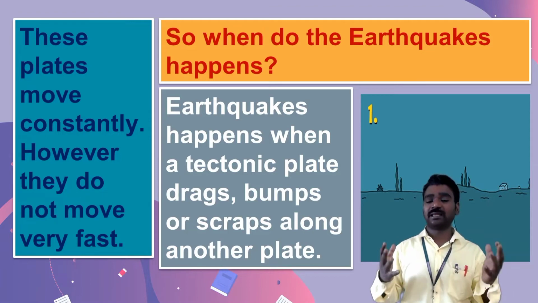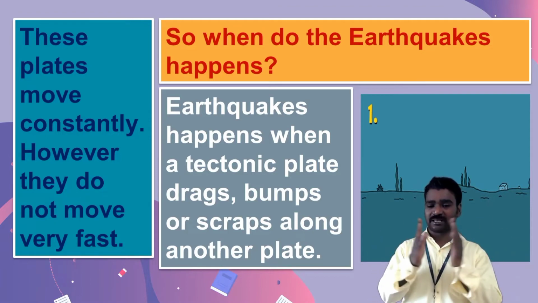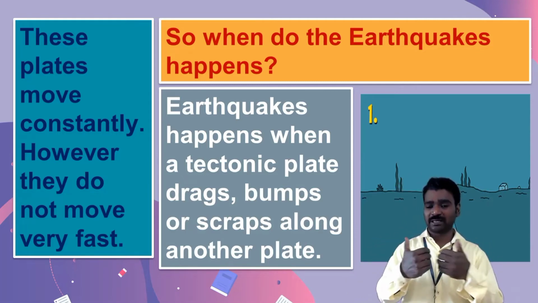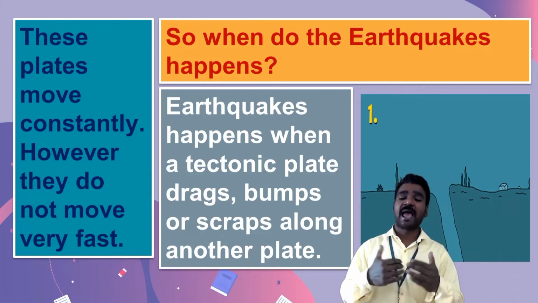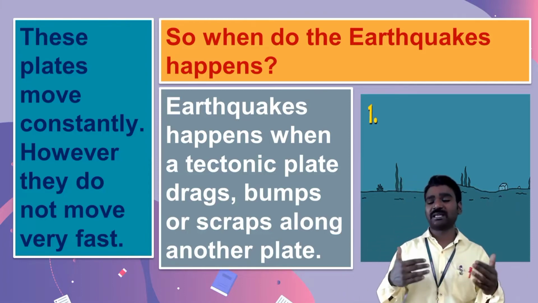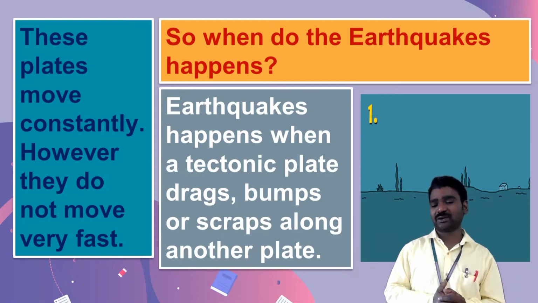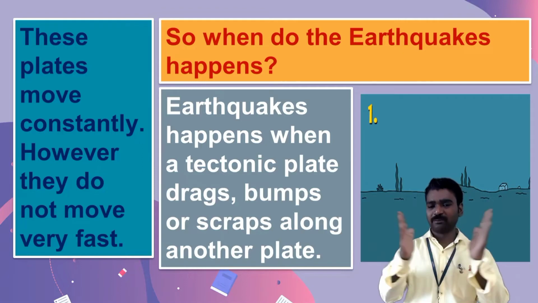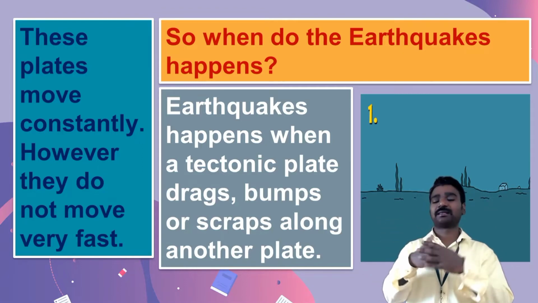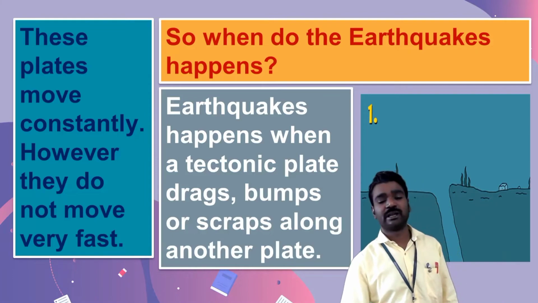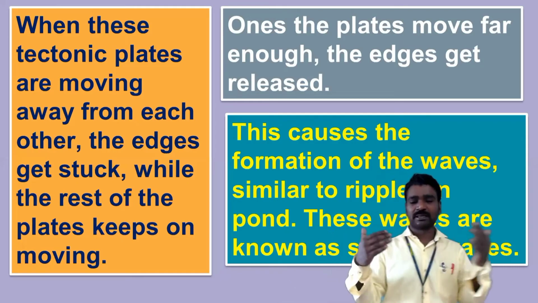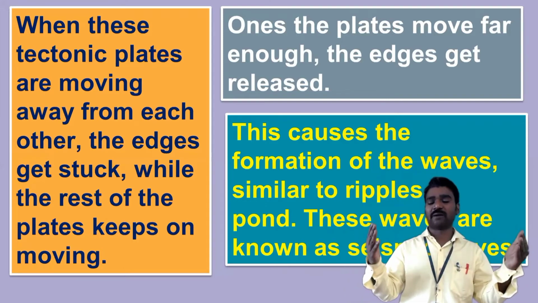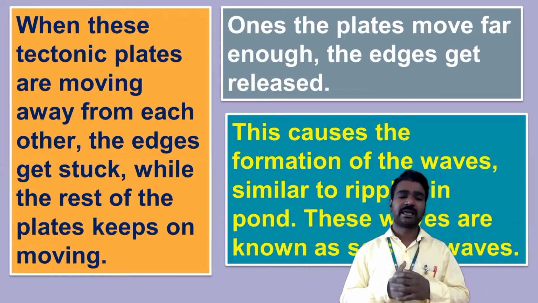That means when these tectonic plates bump, they collide with each other. Sometimes they drag, that is, their edges may move apart from each other, and sometimes they may scrape, that means they may slide under each other. So three things can happen. They may collide, they may move away, or they may slide under each other. Whenever these things happen, while they are moving constantly, they may collide, move away, or slide under each other.